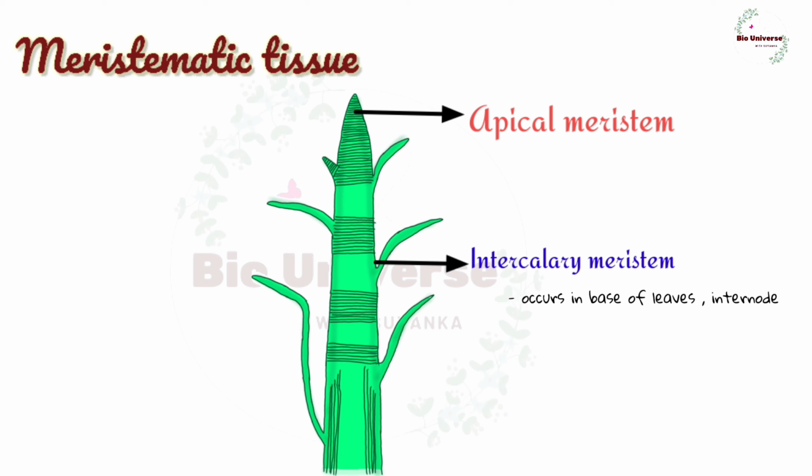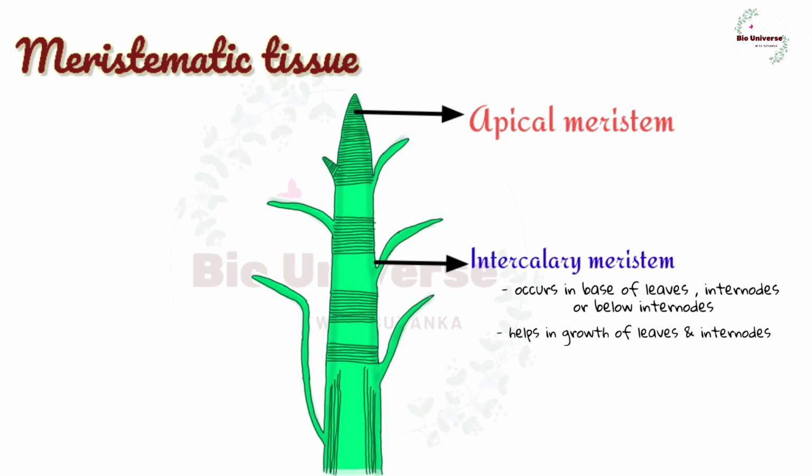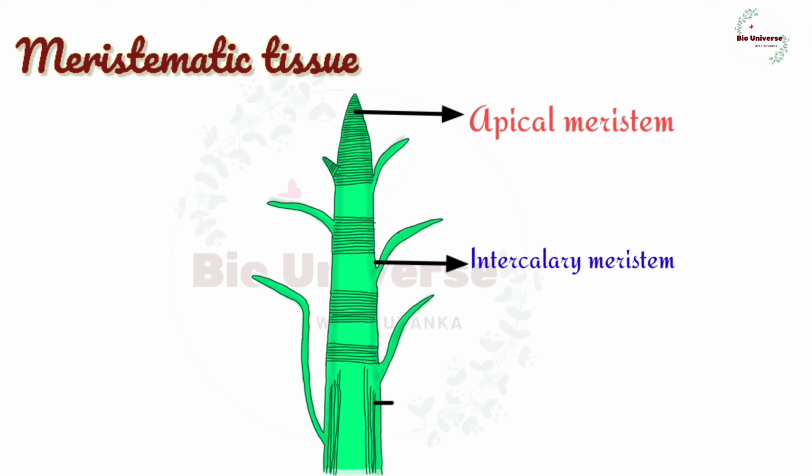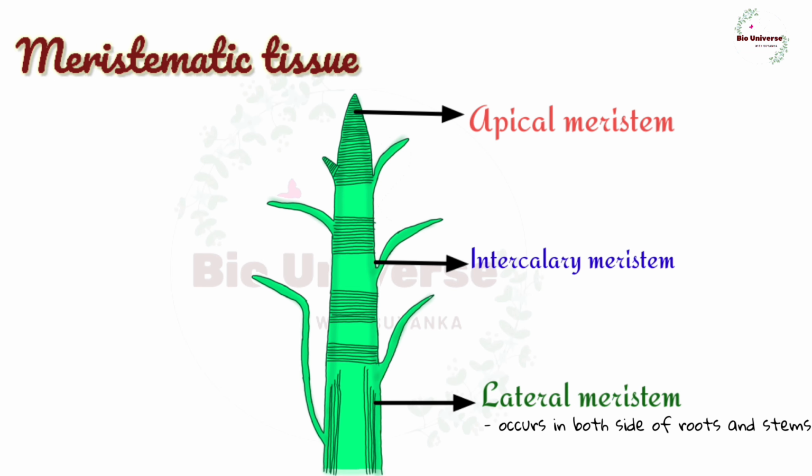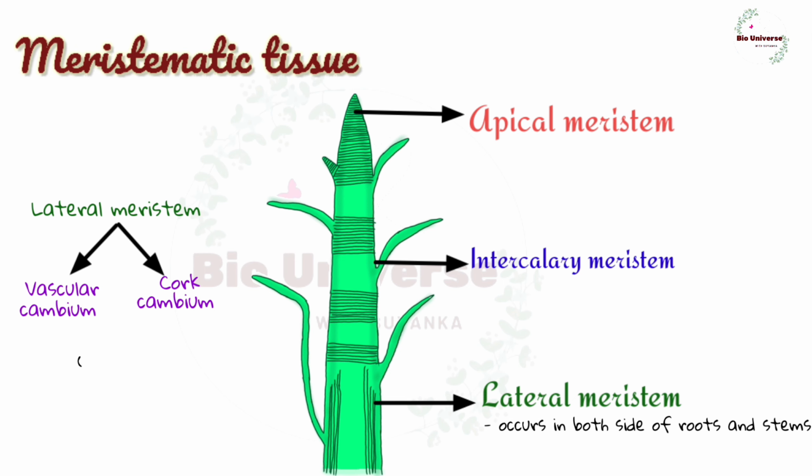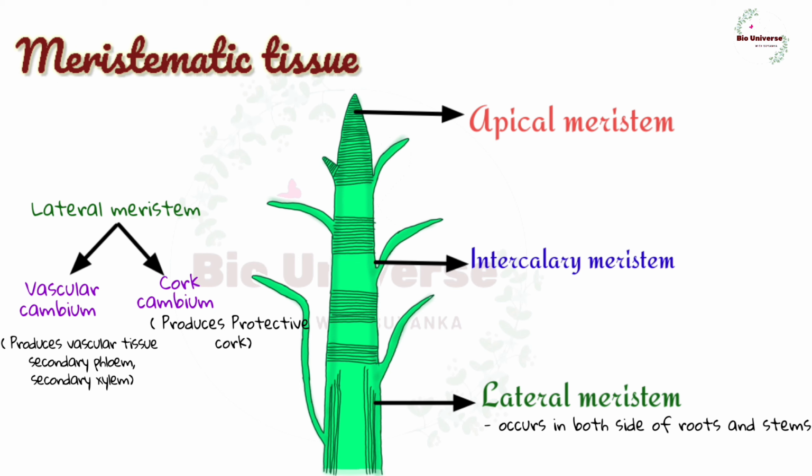Intercalary meristem. It occurs in intermediate position at the base of leaves, base of the internodes or below the nodes. It helps in growth of leaves and internodes. Lateral meristem. It occurs on the sides both in stem and root. Lateral meristem is of two types, vascular cambium and cork cambium. Vascular cambium produces secondary vascular tissue, secondary phloem and secondary xylem. Cork cambium produces a protective cork on the outside. Lateral meristem increases girth of stem and root.